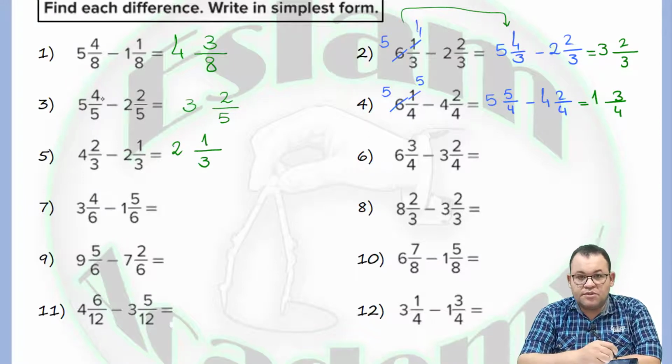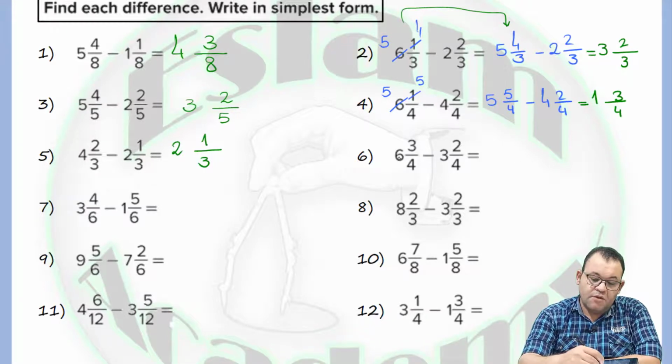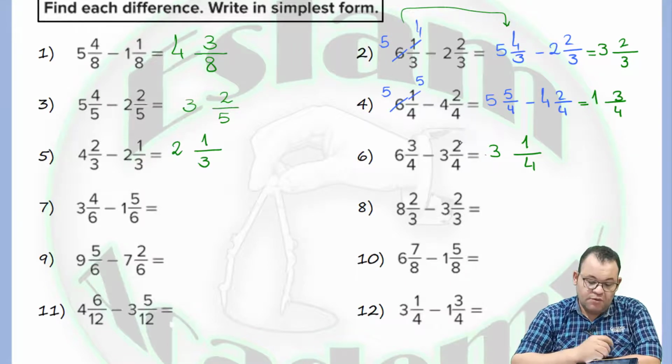Again in question number 6. They have the same denominator. The first fraction is greater than the second fraction, so we can subtract. 6 minus 3 equals 3. Write the same denominator, which is 4. Now we have 3 minus 2 equals 1. So the answer in the simplest form is 3 and 1 over 4.